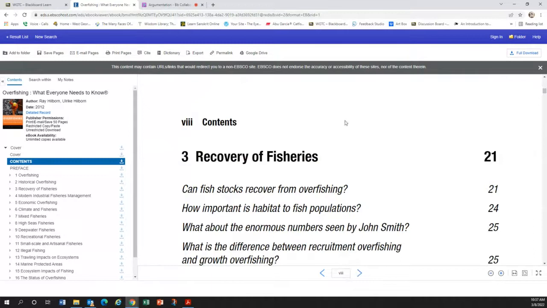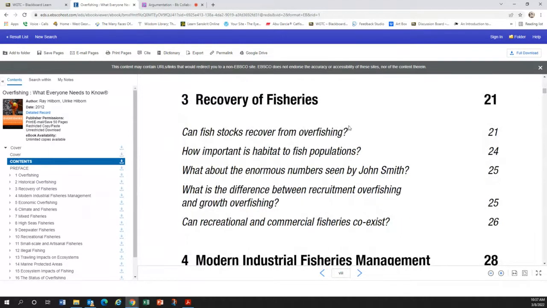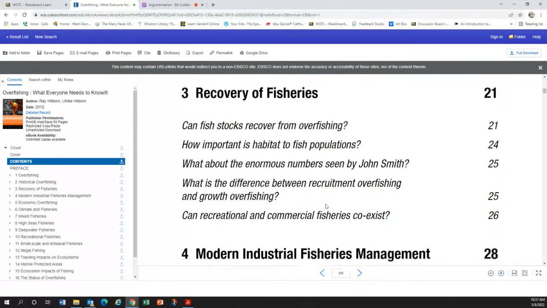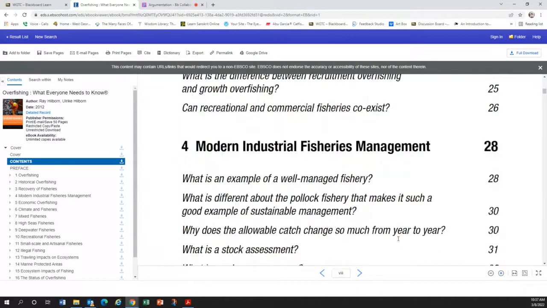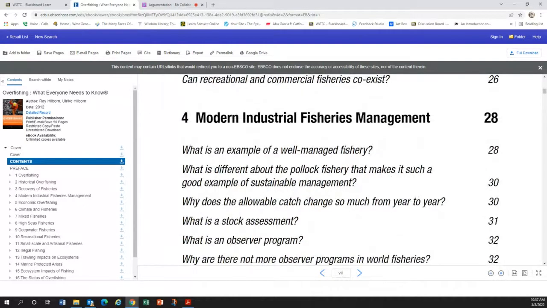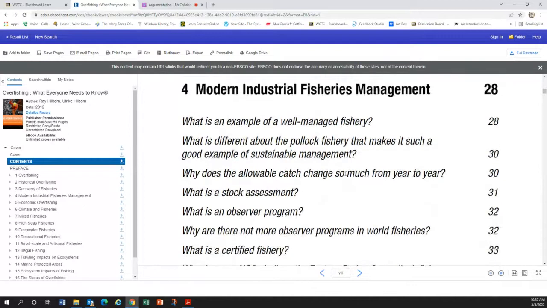Also, you could get some information from this source since they have a whole chapter on it. Recovery of fisheries. Can fish stocks recover from overfishing? So fish stocks, that's important. How important is habitat to fish populations? Let's see, growth of overfishing, recreational and commercial fisheries. Okay, what is an example of a well-managed fishery?